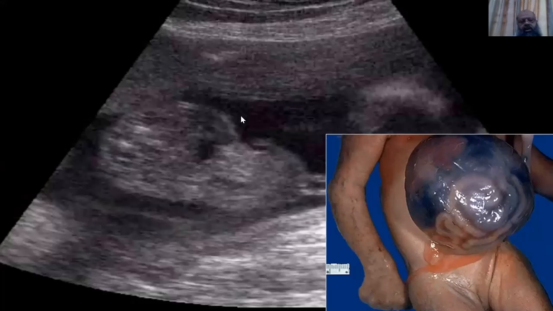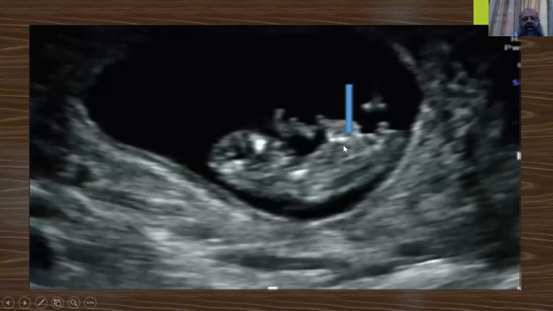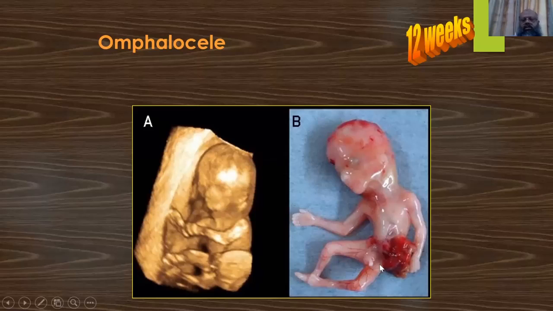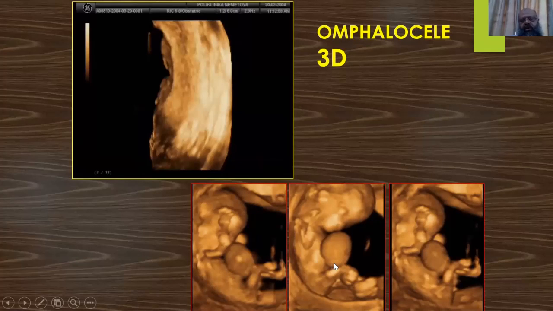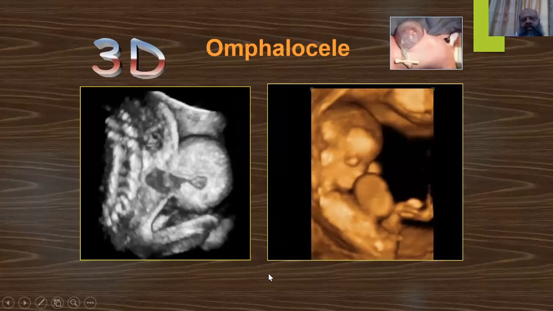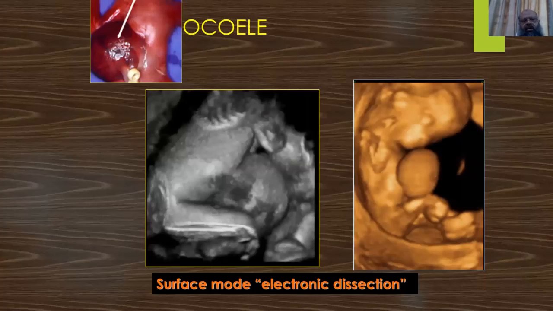This is how it is herniated along the cord, where it is the early diagnosis of omphalocele. This is a 12 weeks aborted fetus, and here you can also see at the 3D, 4D omphalocele. We usually diagnose it after 12 weeks because till 12 weeks we can have late regression of the physiological herniation of the gut.